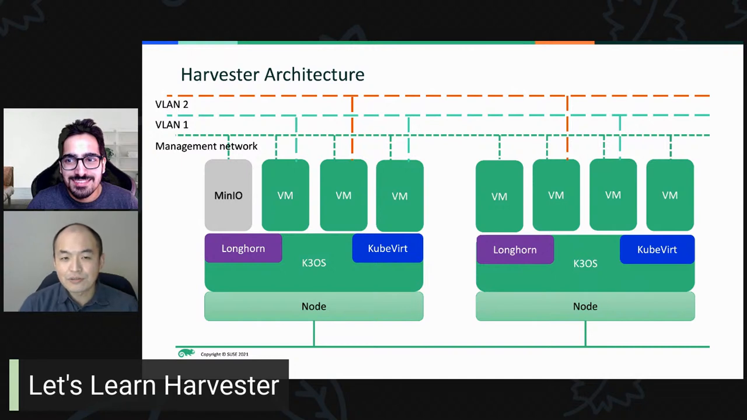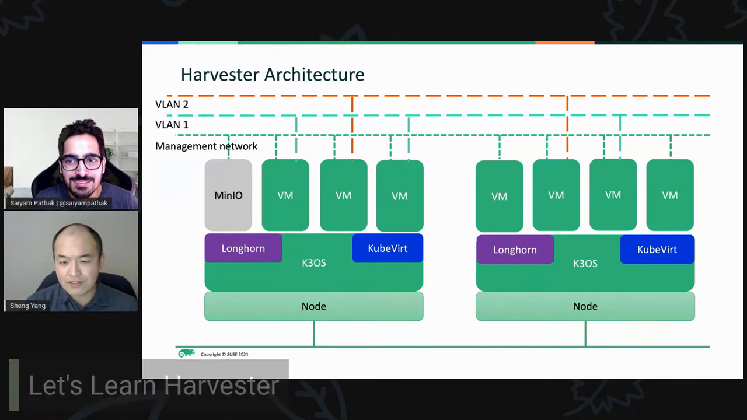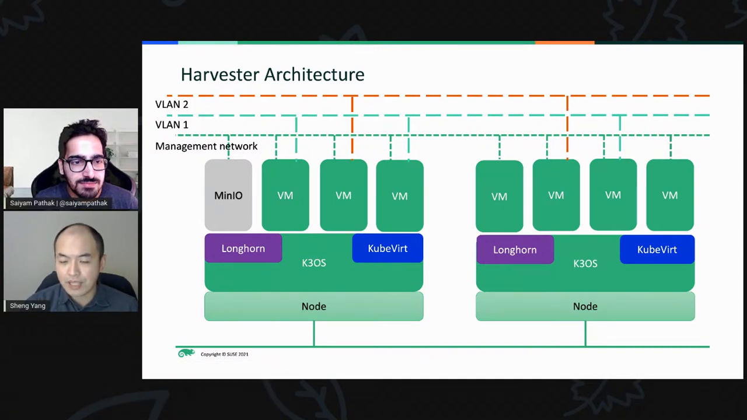Yeah. So the architecture, as you can see here, is in fact pretty simple. This is, of course, HCI. When you have the node, as I mentioned, you have K0S running on that. You can see that Longhorn and KubeVirt are installed within the K0S. In fact, those are deployed as Helm charts internally by Harvester as well.